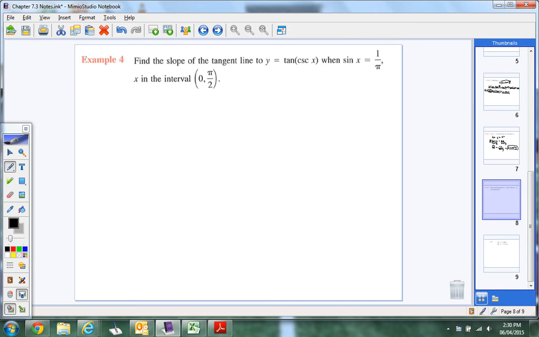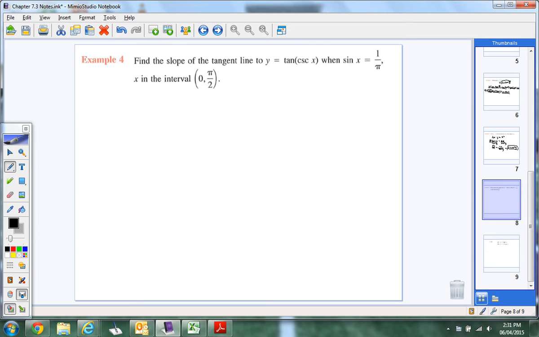Now, when it does that kind of stuff, what do you want to try to get your stuff into? Sine x's. Because then whenever you have a sine x, you put what in? 1 over pi. Does that make sense? So that's what we're looking for a lot of times. Now, if I have, let's say, a cosecant, is that still good? Yeah, because cosecant's still in respect to sine, right? It's 1 over sine.